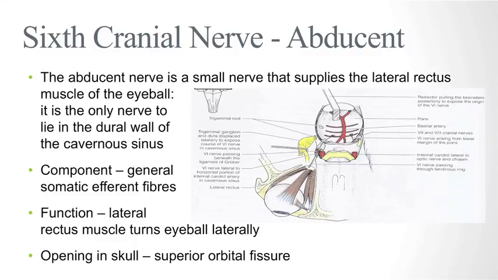The abducent nerve is a small nerve that supplies the lateral rectus muscle of the eyeball. It is the only nerve to lie in the dural wall of the cavernous sinus. Component: general somatic efferent fibers. Function: lateral rectus muscle turns eyeball laterally. Opening in skull: superior orbital fissure.